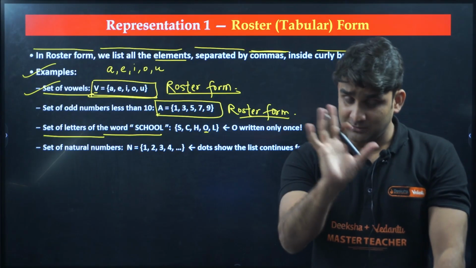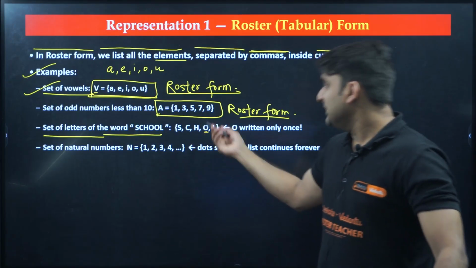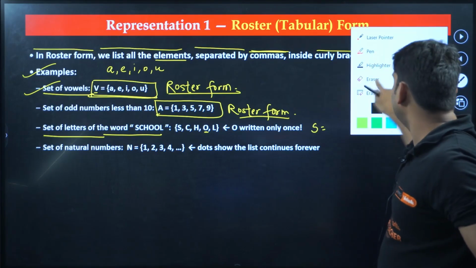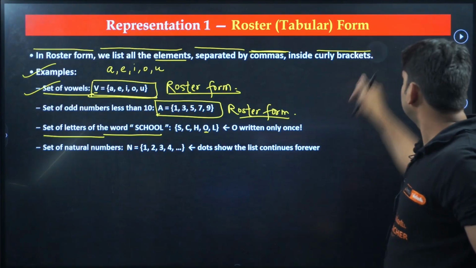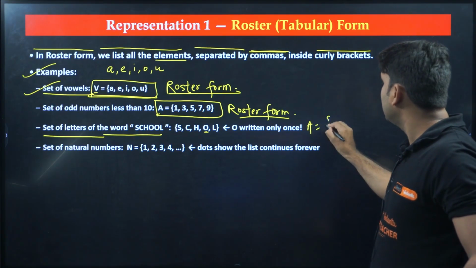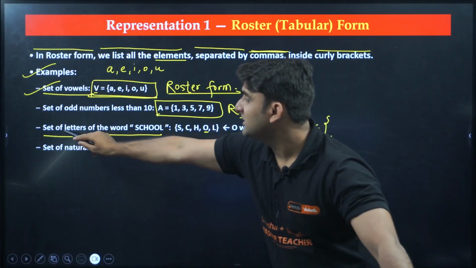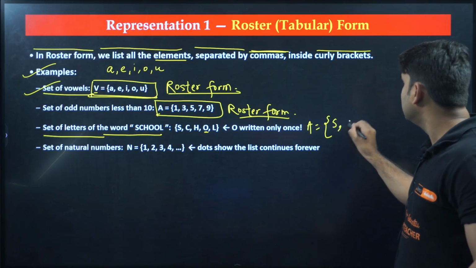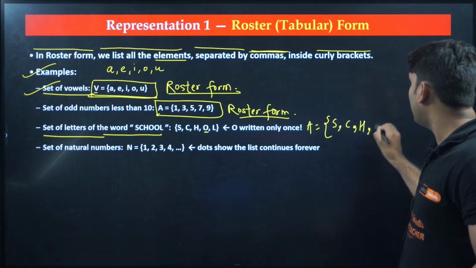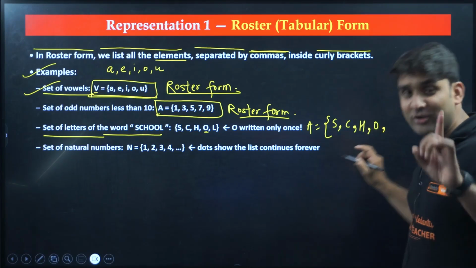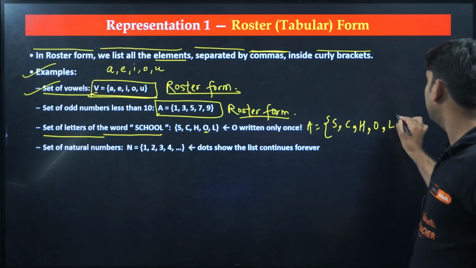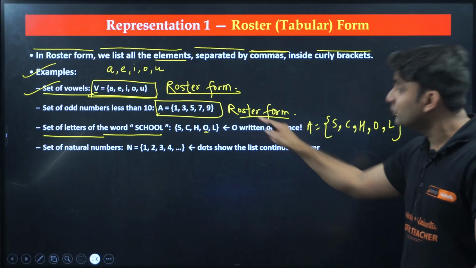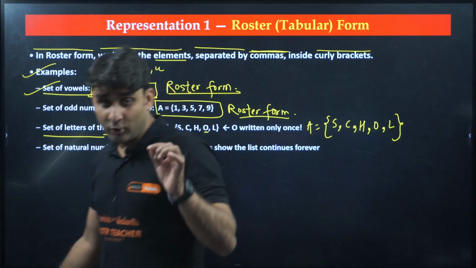Don't write it 2 times. So let's say the set name is S, but S is already there as an element. So let's say I'm writing the name of the set as A, in curly brackets, and the set is asking for the set of letters of the word school. So S is there, comma, C is there, comma, H is there, comma, O is there, comma, only 1 time O, and then L will come, curly bracket. So this will be the set. O is written only once because O is repeating twice, and this is according to the rule of sets.